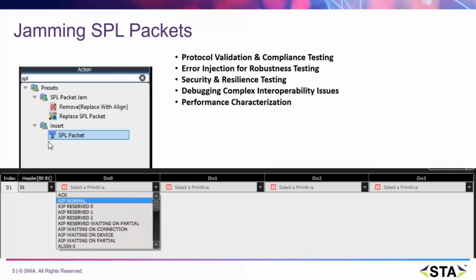Jammer level control over SPL packets also enables precise manipulation during link training and speed negotiation, helping validate conformance to the SAS spec and uncover interoperability issues. It's a powerful tool for stress testing PHY behavior, verifying FEC performance, and ensuring robust operation in high-speed SAS environments.